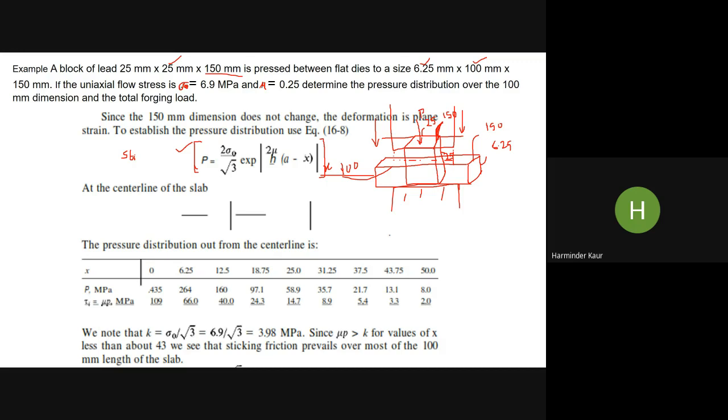Yes sir. So here first we'll start with the sliding condition. In the sliding condition, what are we getting? We are getting 2 sigma by root 3 exponential 2 by 2 bracket in bracket 2 mu by h.